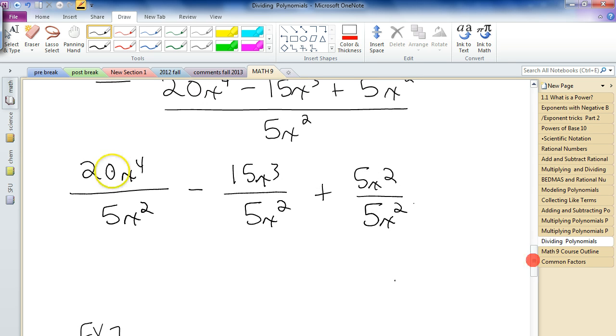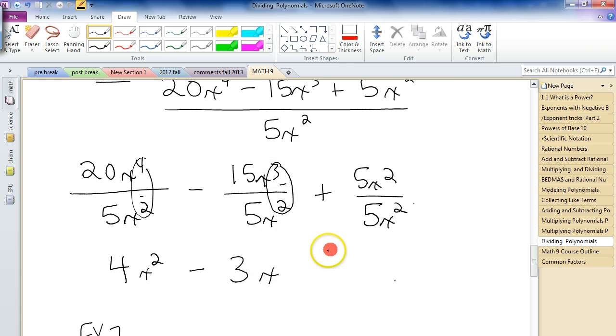And we do it. 20, do the numbers separate from the exponents. 20 divided by 5 is 4. X to the power 4 divided by x to the power 2, subtract the exponents, is x to the power 2, because 4 minus 2 is 2. Minus 15 divided by 5 is 3, and then x cubed divided by x squared. You are subtracting the exponents, you just get x, because it's x to the power 1, you don't need to put the 1 there.